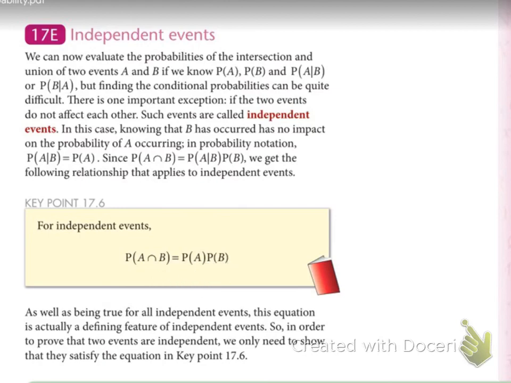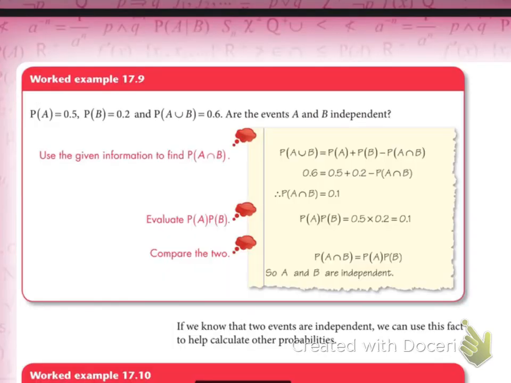So there are going to be times where they tell you the events are independent, and times where they ask, hey, are they independent? So there are two different types of questions. If it's telling you they're independent, you can use this equation here. And if it's asking are they independent, you use the equation to show that these two sides are the same. So we only have two examples.